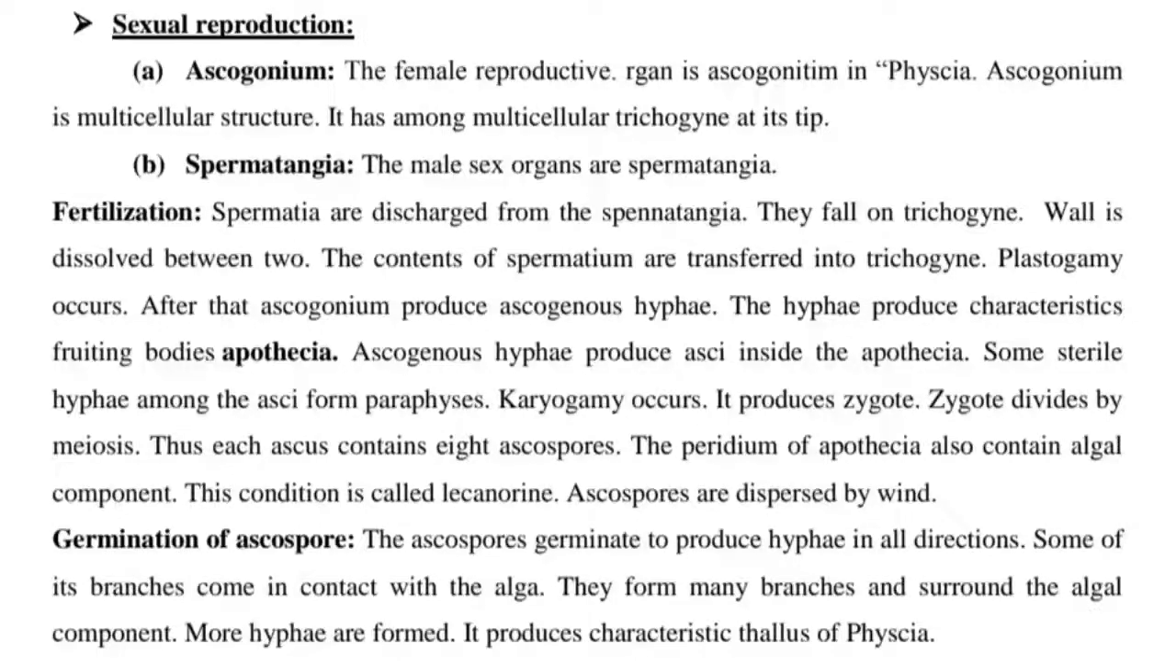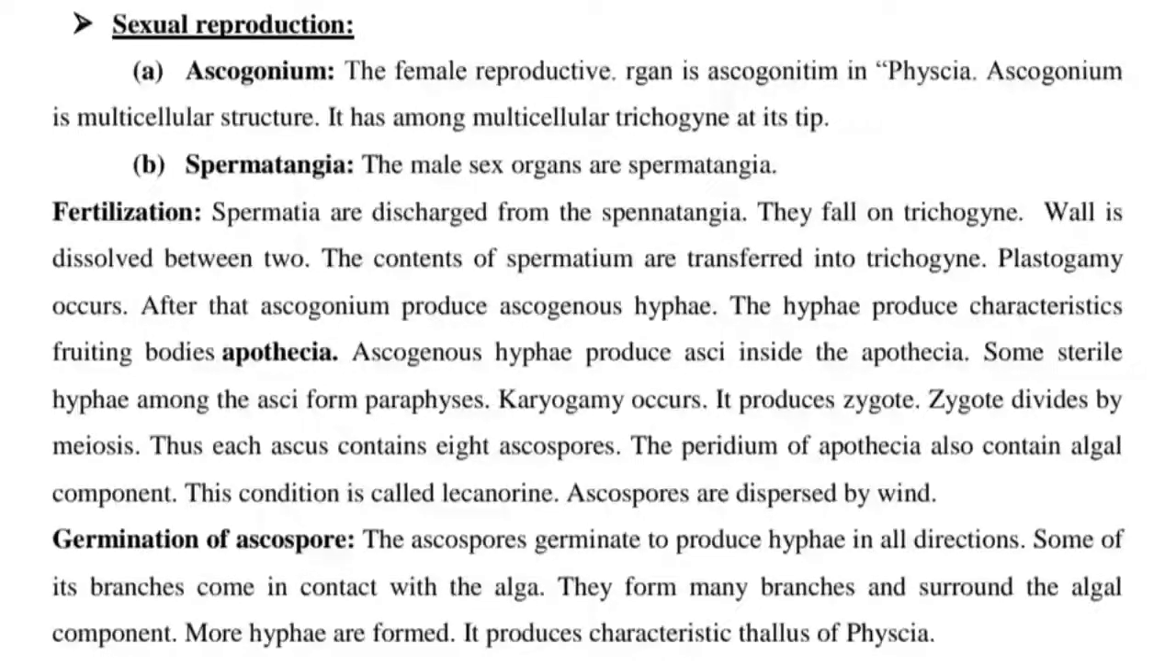Plasmogamy occurs. After that, the ascogonium produces ascogenous hyphae. The hyphae produce characteristic fruiting bodies, apothecia. Ascogenous hyphae produce asci inside the apothecia. Some sterile hyphae among the asci form paraphyses. Karyogamy occurs. It produces a zygote. The zygote divides by meiosis. Thus each ascus contains 8 ascospores.